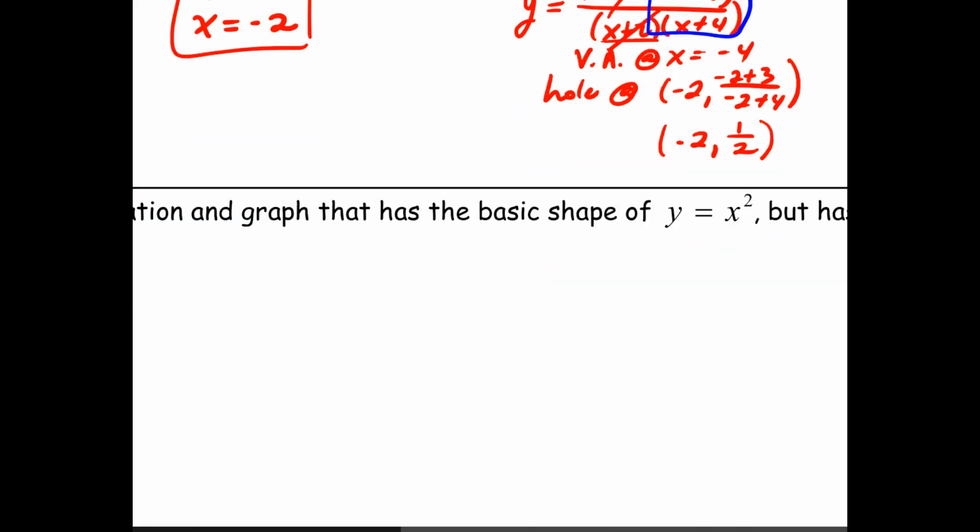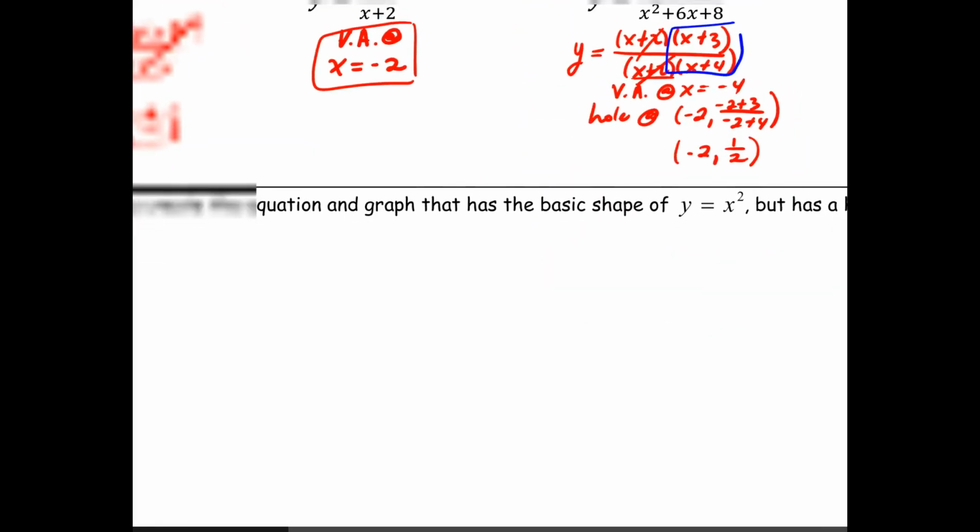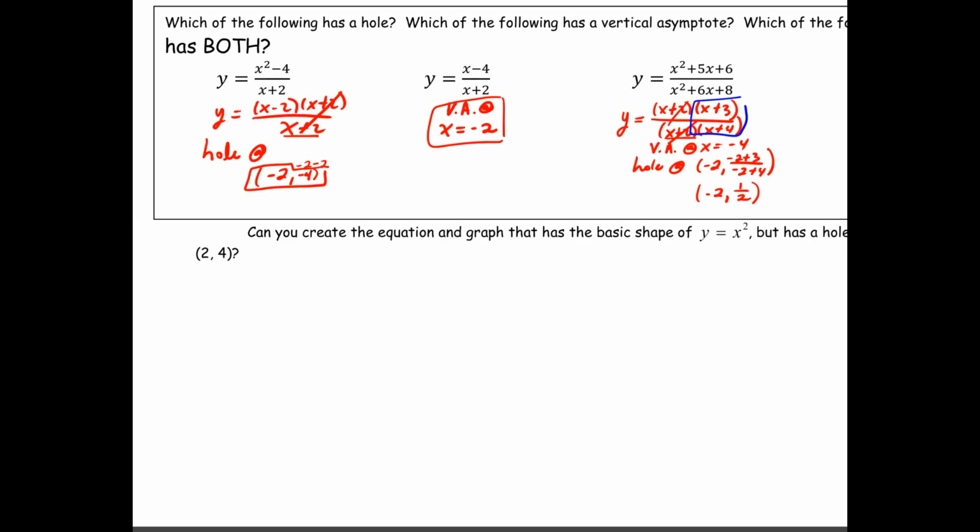All right, let's keep going here. So let's see if we can bring some of this stuff together. Can you create the equation and graph that has the basic shape of y equals x squared, but has a hole at the location 2, 4? So I'll give you a second to think about this with your partner. Give another opportunity for Starburst. Why don't you guys try this with your partner, and then we'll come together and discuss, see what you have.